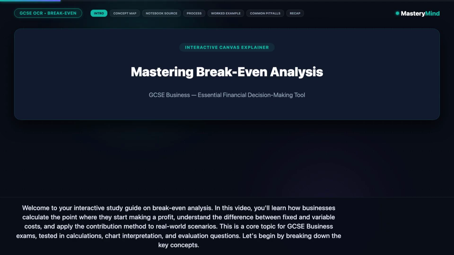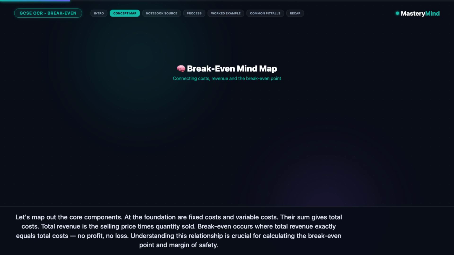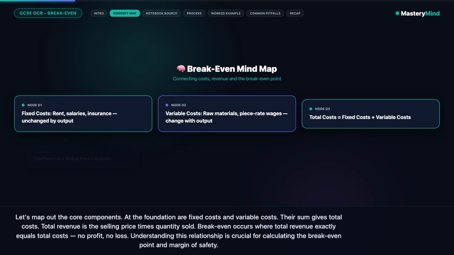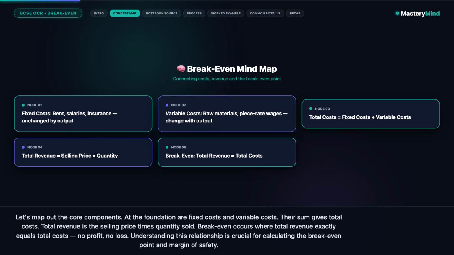Let's begin by breaking down the key concepts. Let's map out the core components. At the foundation are fixed costs and variable costs. Their sum gives total costs. Total revenue is the selling price times quantity sold. Break-even occurs where total revenue exactly equals total costs, no profit, no loss. Understanding this relationship is crucial for calculating the break-even point and margin of safety.